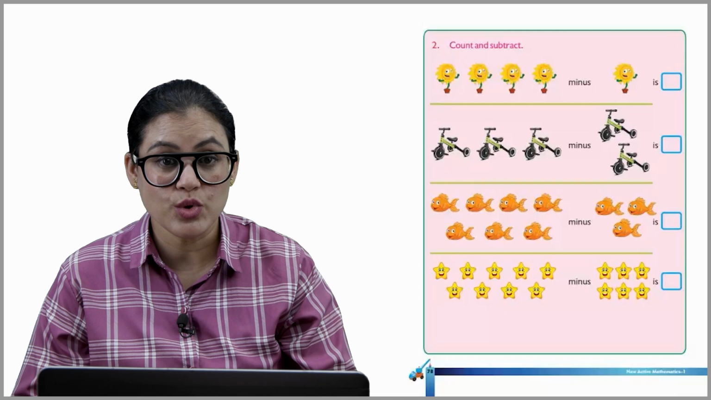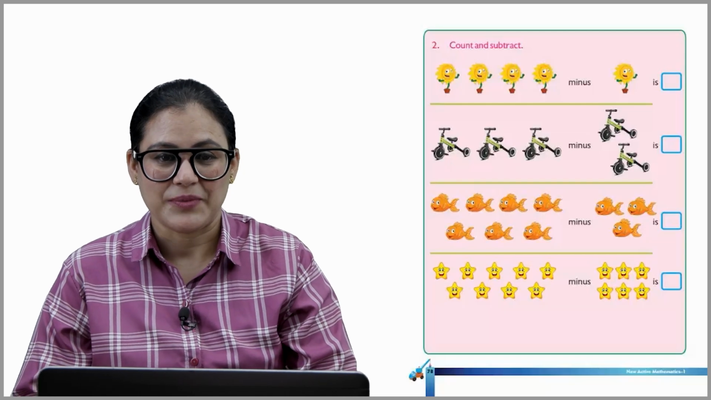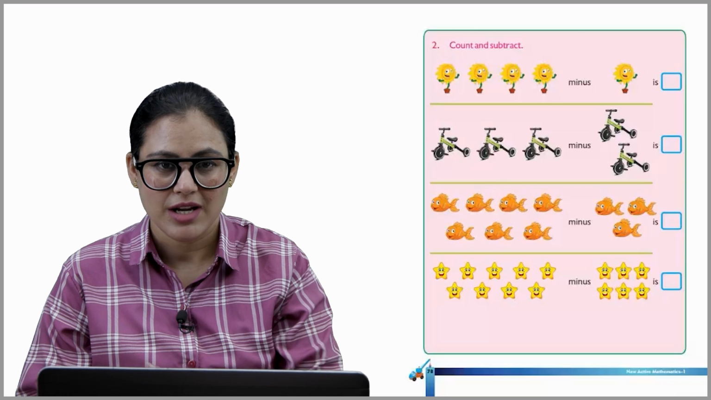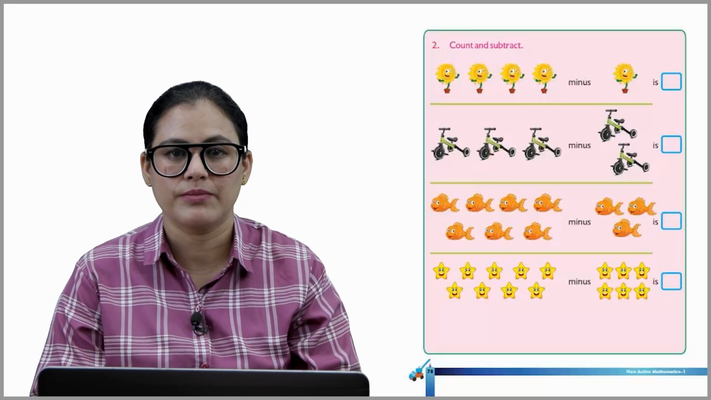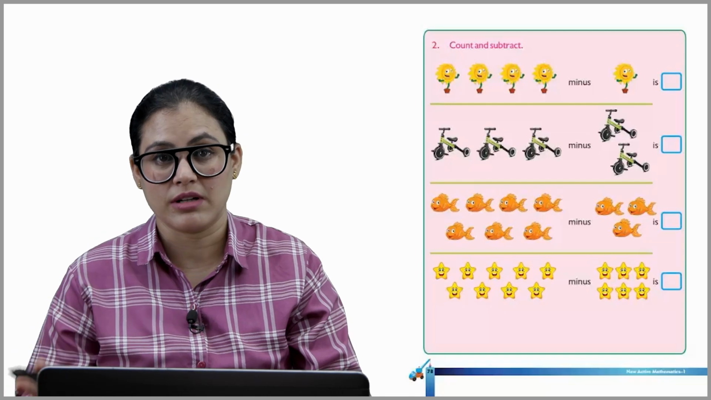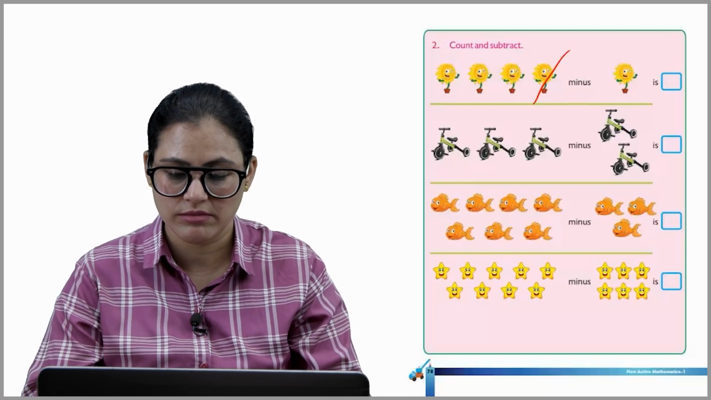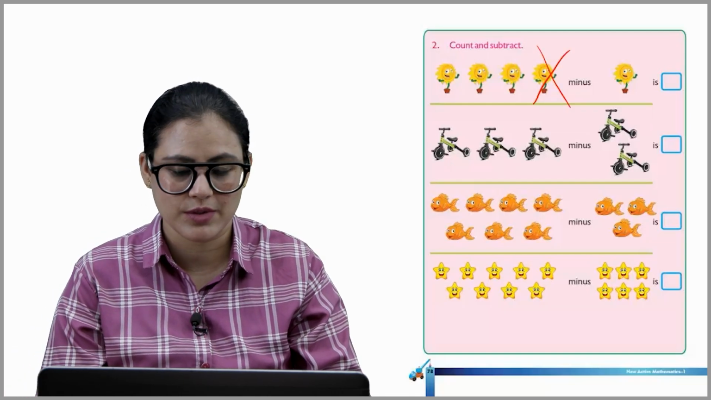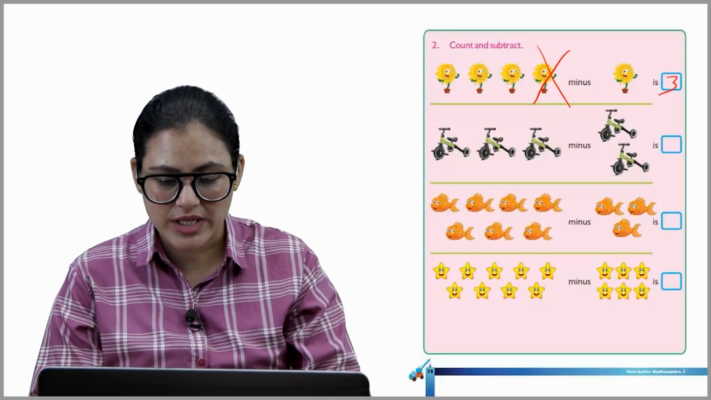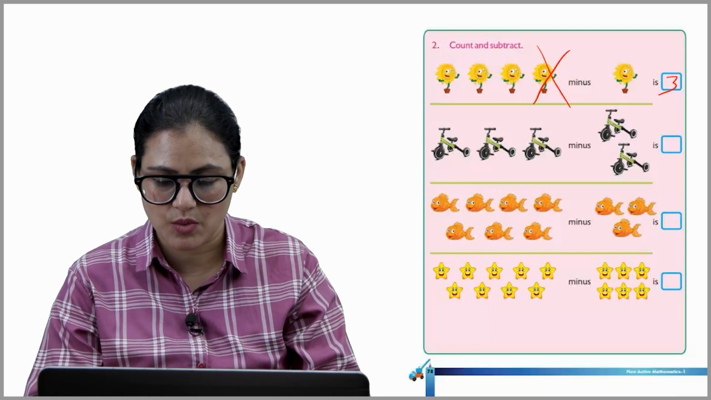Question number 2. Count and subtract. See, 4 sunflowers. There are total 4 sunflowers. 1 sunflower has to be taken away. That means you will cross 1. So how many sunflowers are left? 1, 2, 3. 3 minus 2 is 1.